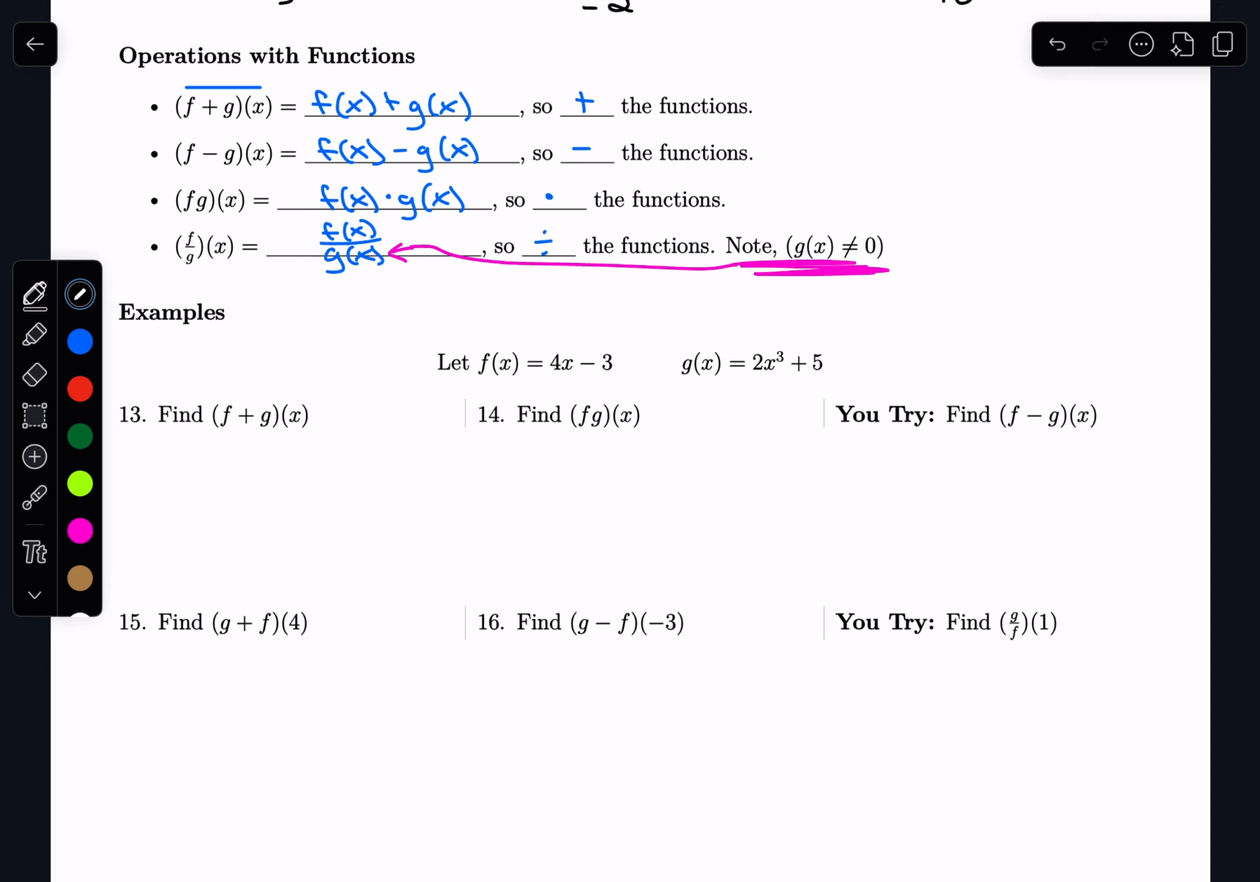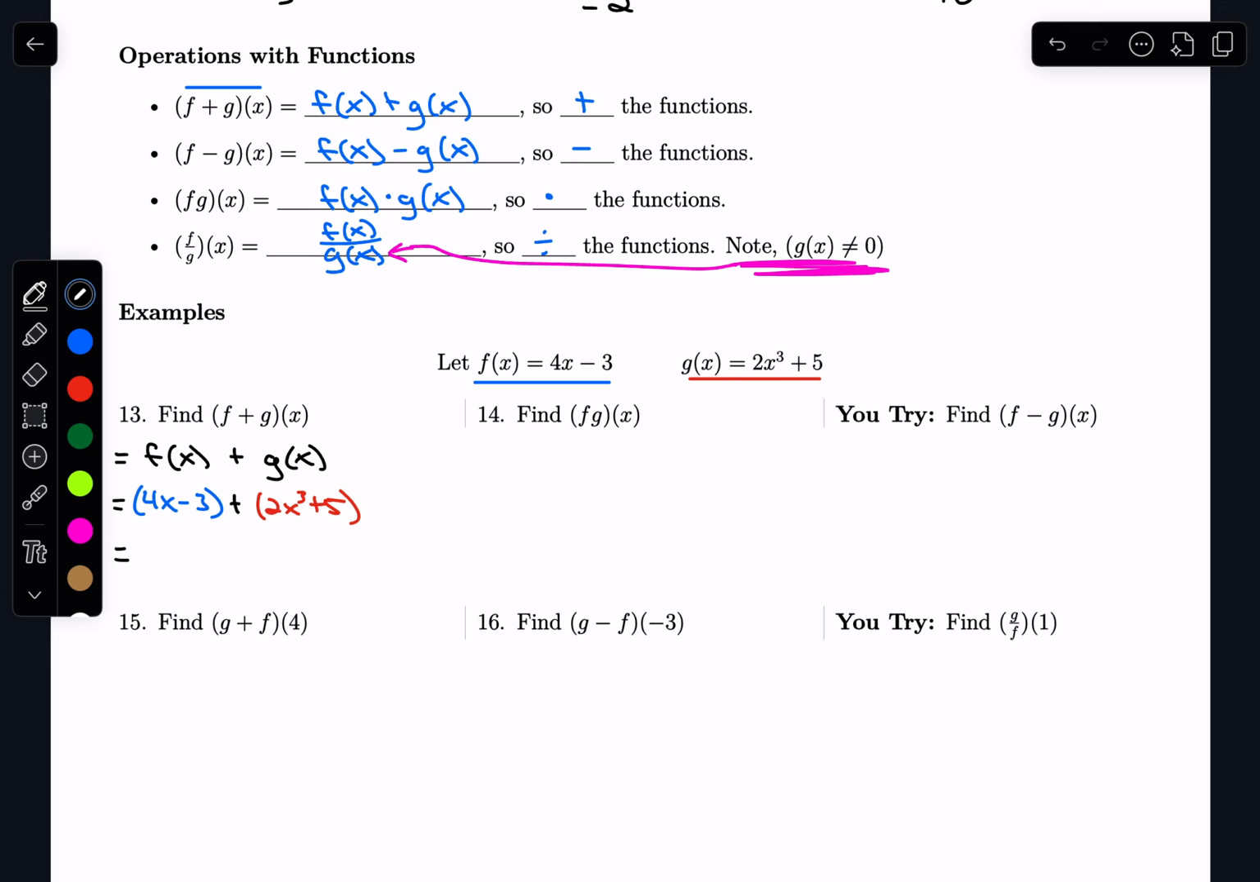Number 13, we have f plus g of x. So this is equivalent to saying f of x plus g of x. So all we have to do is take the two individual functions, which I'm going to make f of x blue here, and I'm going to make g of x red. And all we have to do is add these together. So I'm going to replace f of x with the entire function, 4x minus 3. And I'm going to replace g of x with its entire function, 2x cubed plus 5. And then all I'm going to do is combine like terms and simplify this expression.